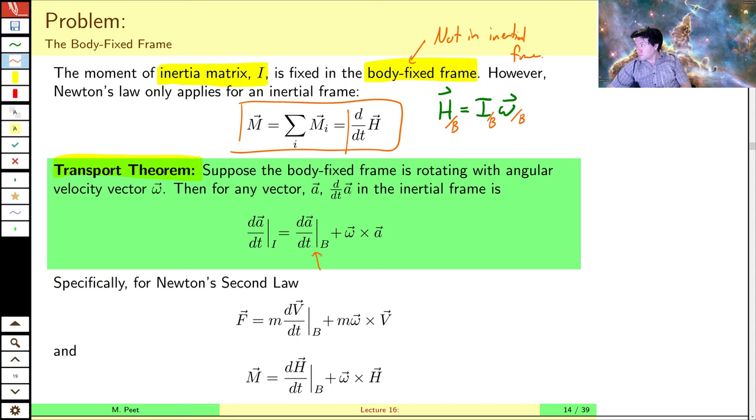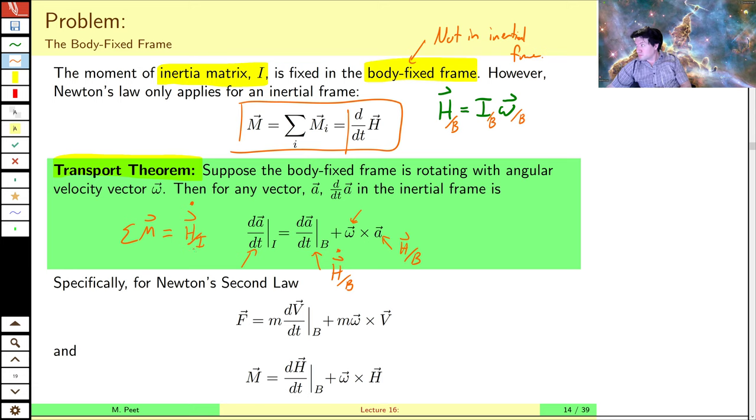So if you want the rate of change of angular momentum, which is what we want, h dot in the inertial frame, well, you can find that by taking h dot in the body fixed frame and adding to it omega, which is the angular rotation vector, and that can be expressed in either frame, crossed with the vector itself. In here, we're going to say the body fixed frame because we can't find it again in the inertial frame very easily. Right.